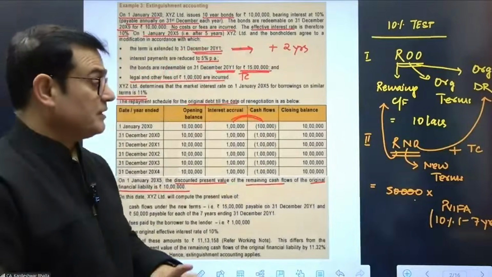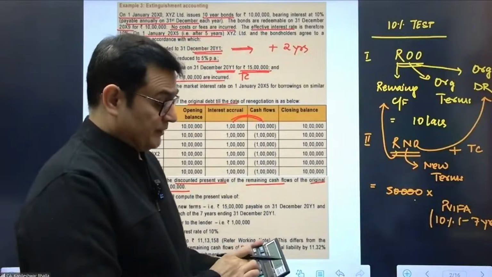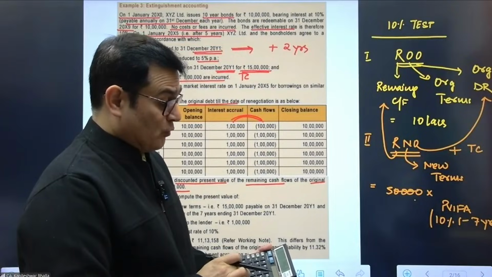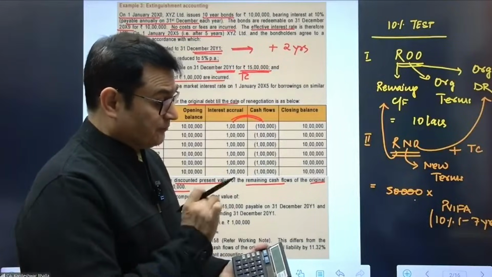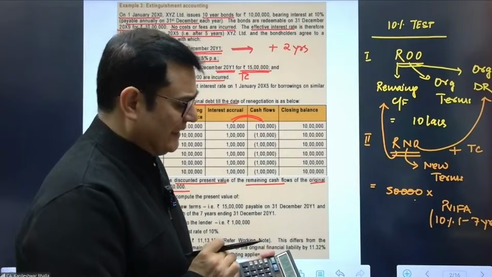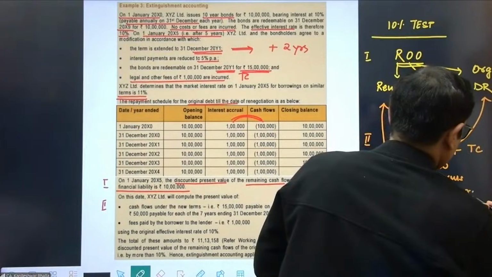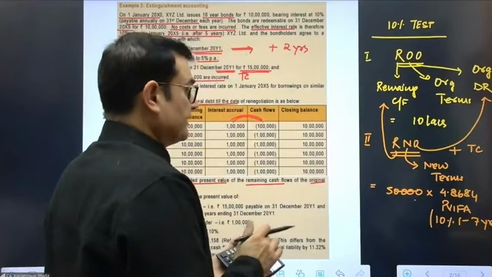7 years, 10%. 1 divided by 1.1, 1, 2, 3, 4, 5, 6, 7. I think it's coming to 4.8684, up to 4 decimal places.